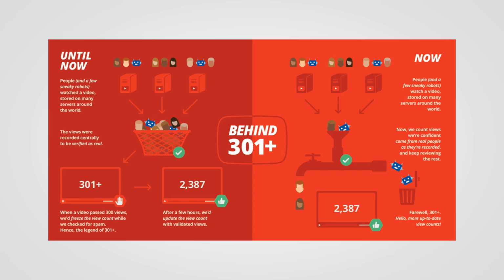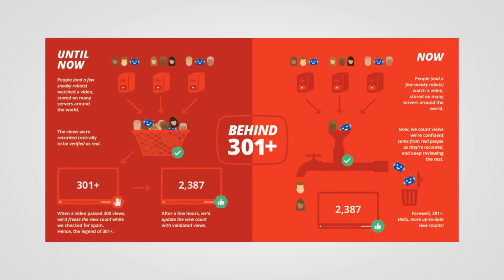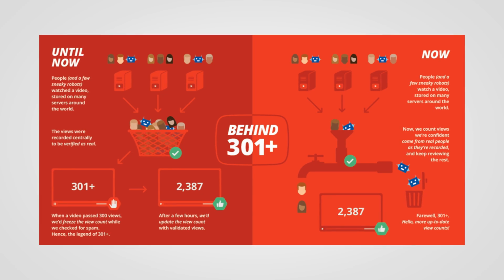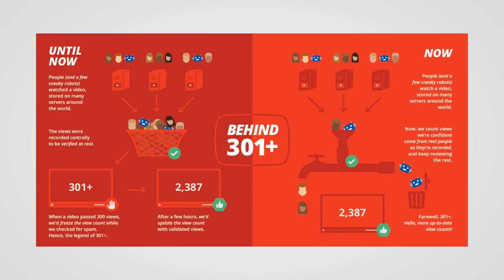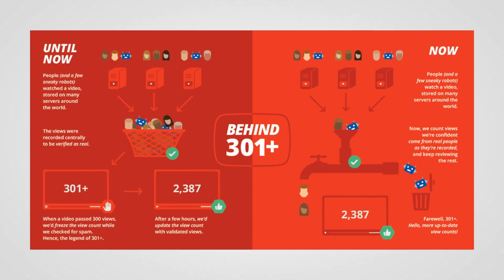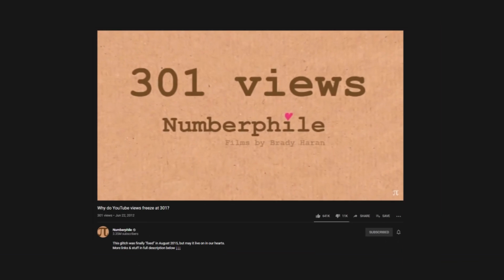However, it was soon explained that the whole thing was just a part of YouTube's measures against view count fraud. When a video reached 301 views, the view counter would temporarily freeze so that special algorithms could perform view verification. Once the process was finished, the view counter would be updated with all the views that came in while it was stuck, and everything would go back to normal. Well, everything except this one video by Numberphile, which actually did the best job in explaining the whole mystery.